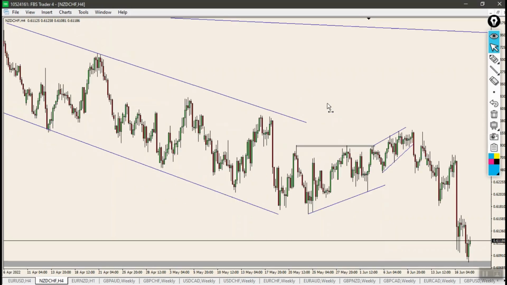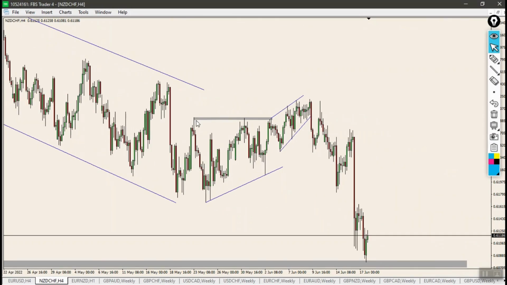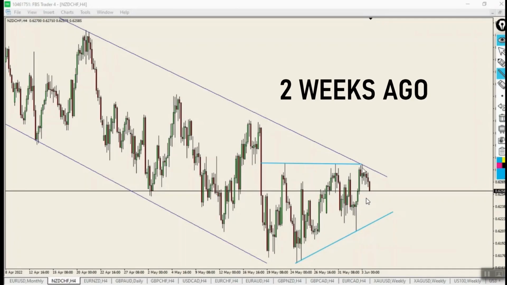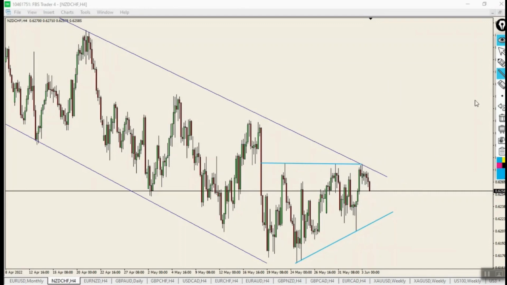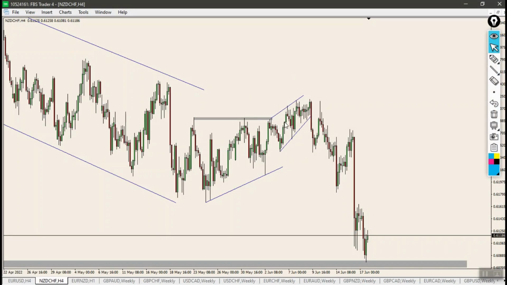Right, on the second segment of this video, we have NZDCHF. Again, I'm going to put up a screenshot of the setup we were talking about in the previous video. Now the market was somewhere around here, and we had a third touch of the resistance level of this structure, right? We're on the 4 hour.